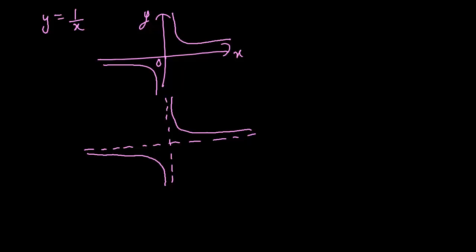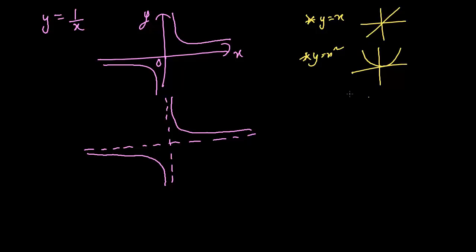So let me do a very quick review. The first specific picture is the linear y equals x. The picture looks like this. The next one is y equals x squared, a parabola. The picture looks like this. Always remember to label the x-axis, the y-axis and the origin. That's very important. The next one is y equals x cubed, and the specific picture looks like this.